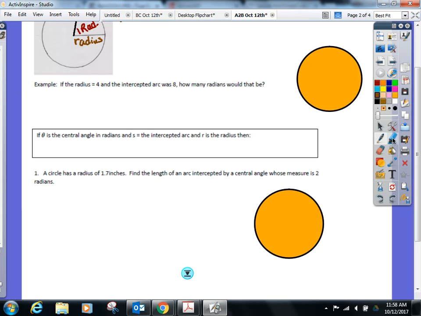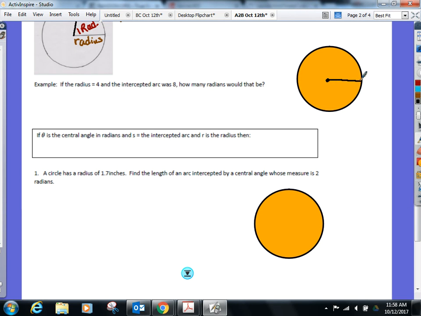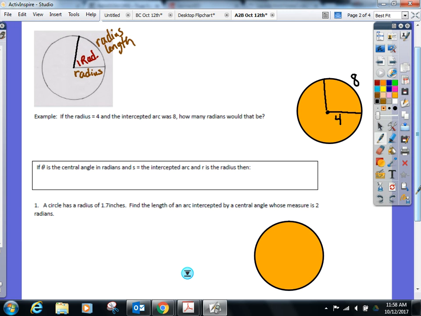I got a radius of 4 units. So let me draw that in real quick with my beautiful circle here. I got a radius of 4 and an arc length of 8. How many radians did I just form? Don't yell anything out. Remember how 1 radian is formed when these are the same length.